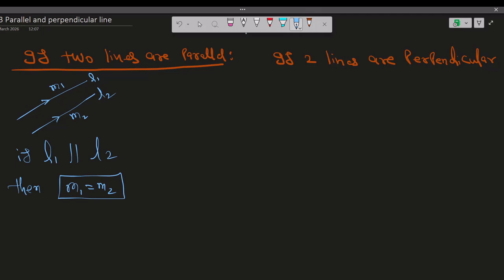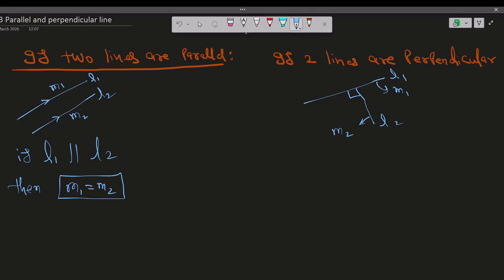Next, what about if two lines are perpendicular? Let us say this is line L1, having gradient M1. And there is another line L2 which is perpendicular to line L1. Line 1 and line 2 are perpendicular to each other. And let us say the gradient of line L2 is represented as M2.